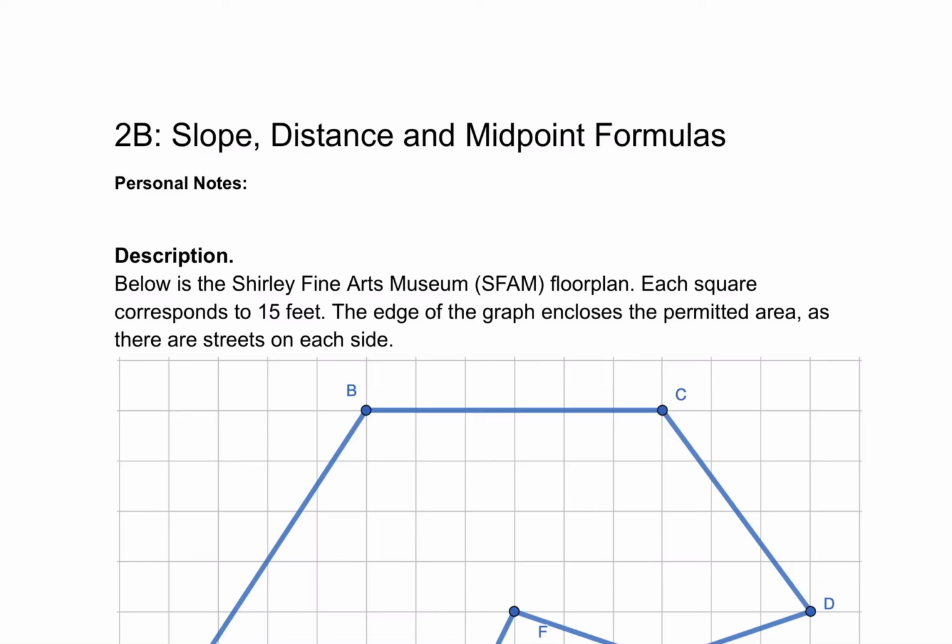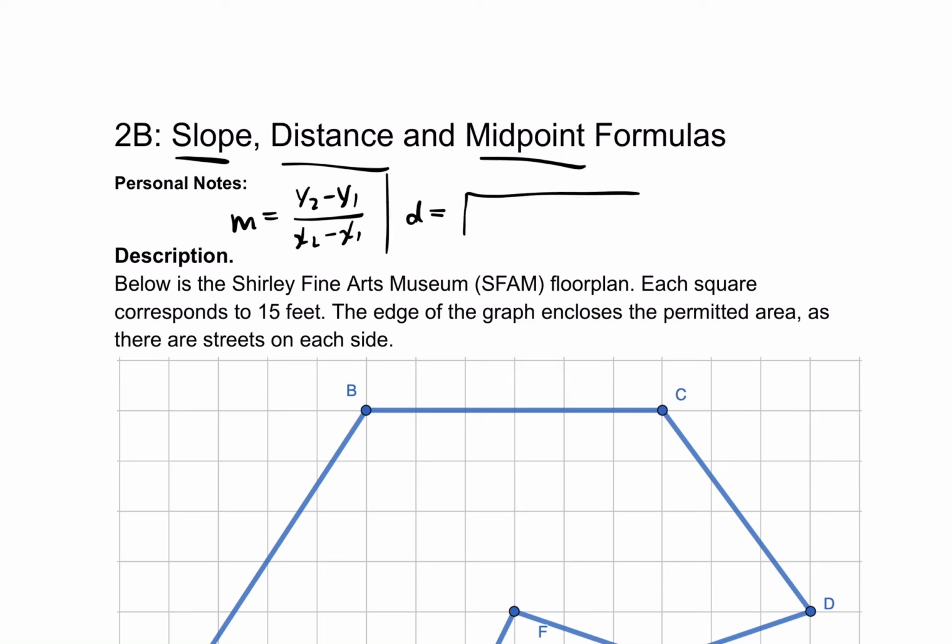Alright, page 2b is mostly a recap of slope, distance, and midpoint formulas. If you don't know, slope is given by the change in y, y2 minus y1, over the change in x, x2 minus x1. Slope is a measure of rate of change.